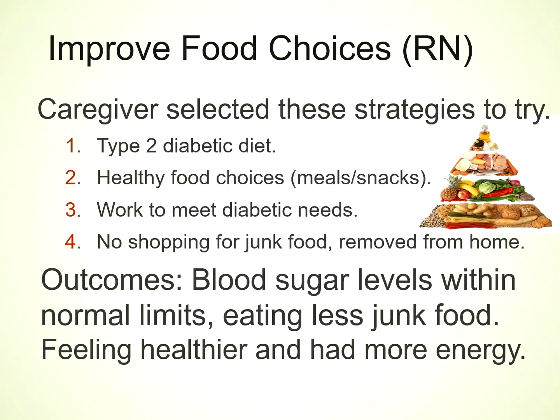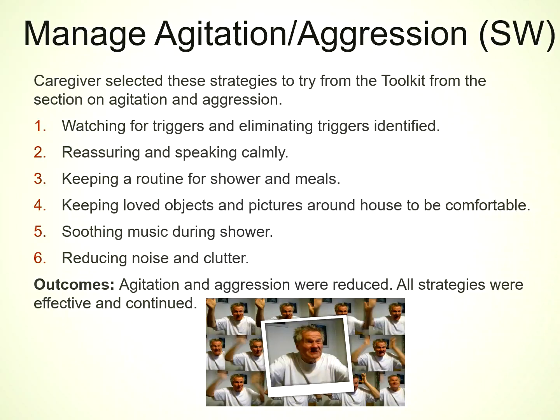In regard to food choices, the RN helped the caregiver do these selected strategies. They used a type 2 diabetic diet, had healthy food choices for meals and snacks, and worked to meet the diabetic needs. And they didn't shop for junk food and removed it all from the home. The outcome was the blood sugar levels were within normal limits, and the participant was eating less junk food and feeling healthier and had more energy.